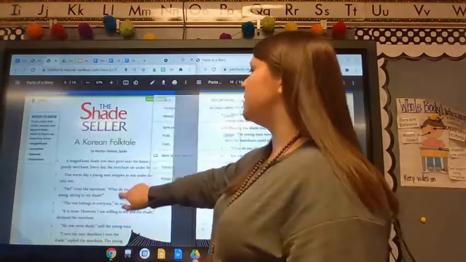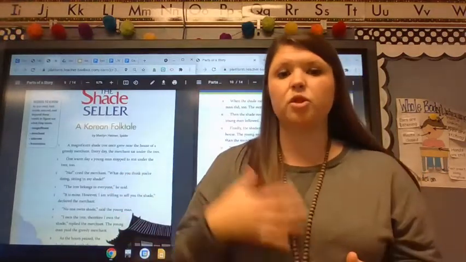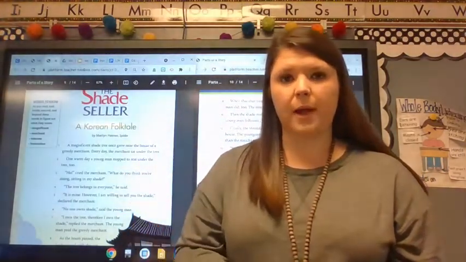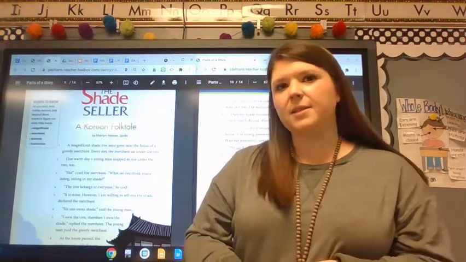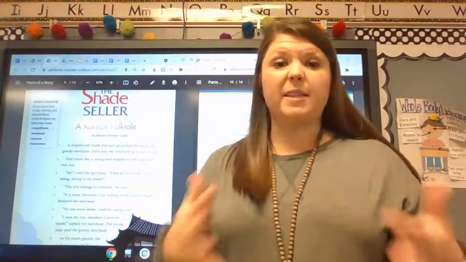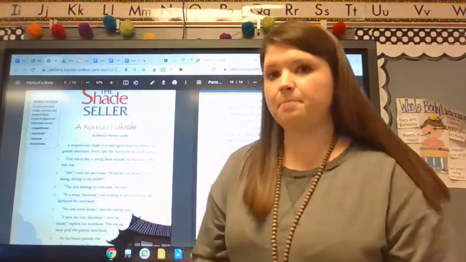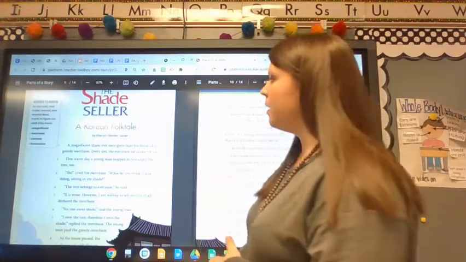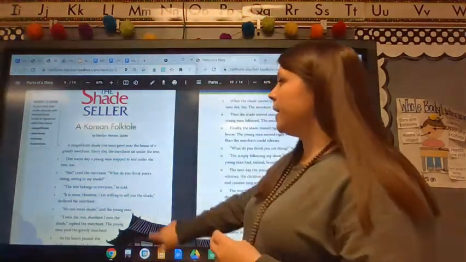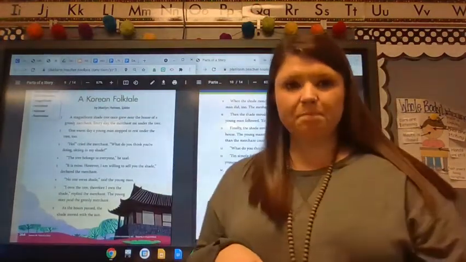This is a folk tale. Folk tales are stories that are passed on verbally from generation to generation, okay? It's usually not things that could really happen, but people tell it because it teaches a lesson in how to be better, okay? So we are going to read about the shade seller today, okay?